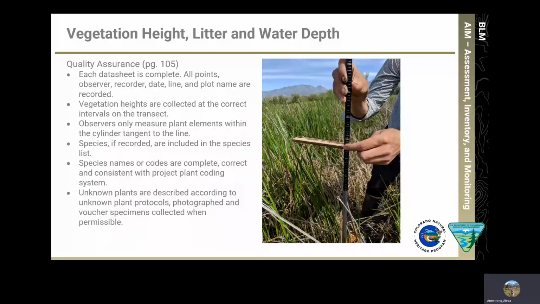This concludes the methods for collecting vegetation height, litter, and water depth. There are several measures you can take to ensure quality data collection. These steps are also listed on page 105 of the protocol. It is recommended to reference these steps during and after a sample event.